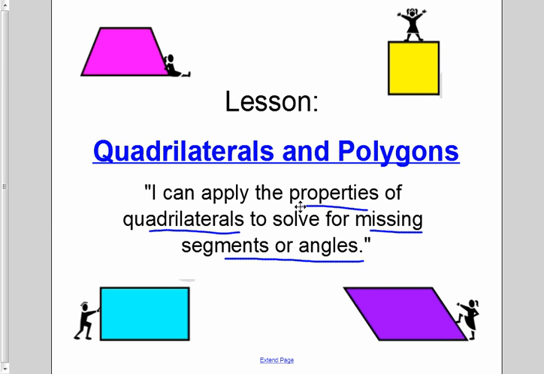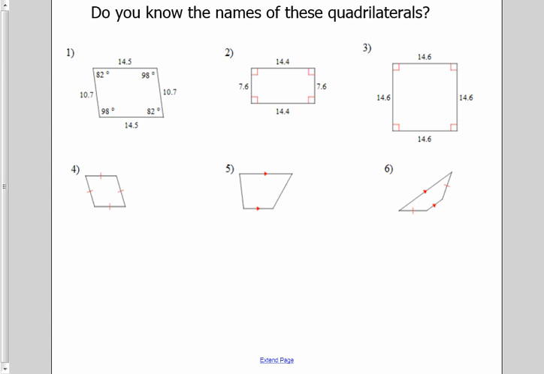Okay, so we're going to have to solve some problems here and solve for x, solve for y, but we have to know specific things about the quadrilaterals before we can set up our equations in order to solve, and that's what you're going to learn today. So you might already know the names of some of these quadrilaterals, so we're going to do a little quick review. For number one, do you know what this type of quadrilateral is called?